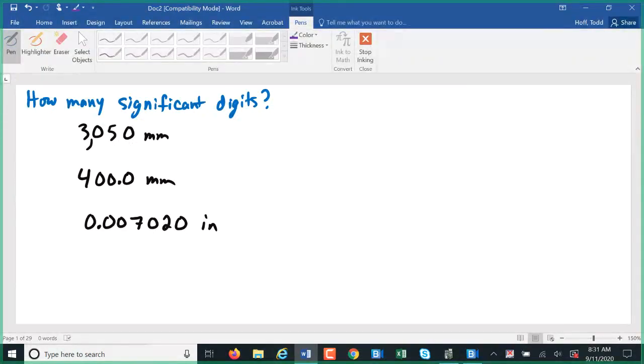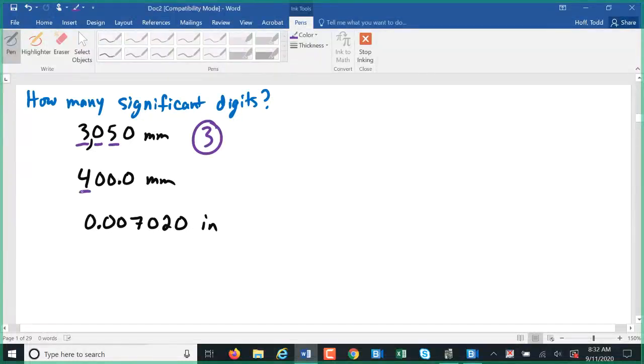Let's kind of work through them together here. The 3,050 millimeters. We know the 3 and the 5 are significant. Is this 0 significant? Yes or no? Yes. It's between other significant digits. How about this 0? No. It's necessary for the number, so it's important numerically, but it's not part of the measurement. So 3,050 has 3 significant digits.